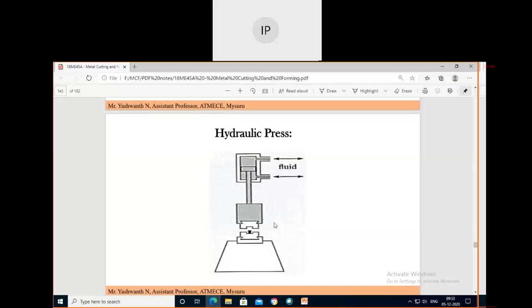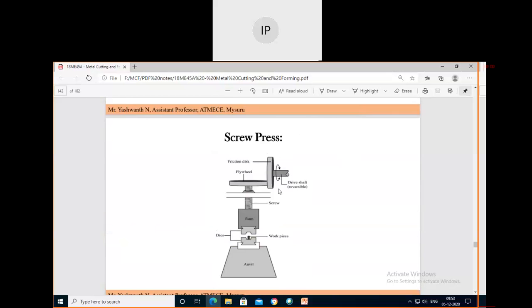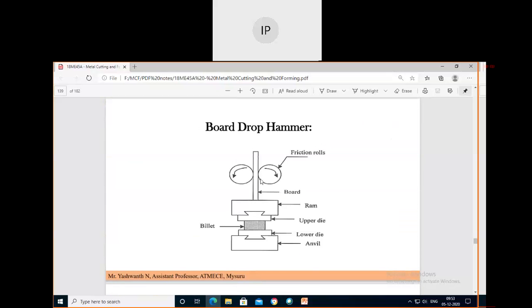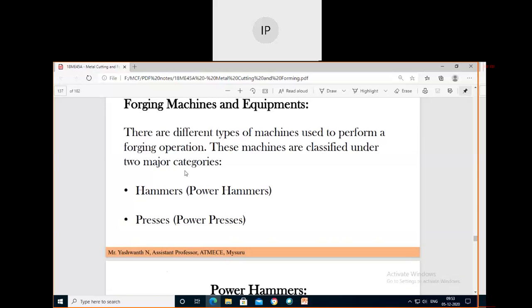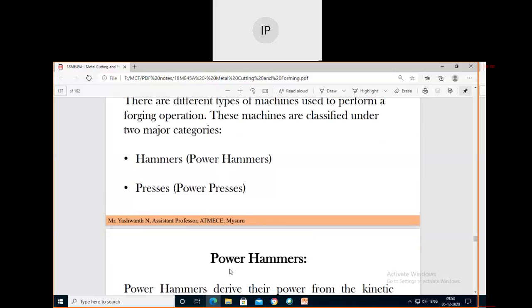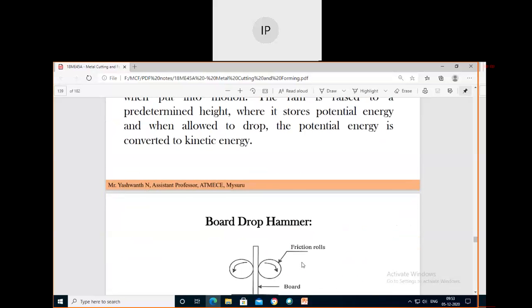The mechanism is the same for all. In some we use steam, in some presses we use hydraulic fluid, and in some we use crank presses, crank mechanisms. Clear? Okay, these are the most important classifications in the forging process. From the exam point of view, they will ask the types of power hammers. They may ask about a board hammer or a steam hammer.